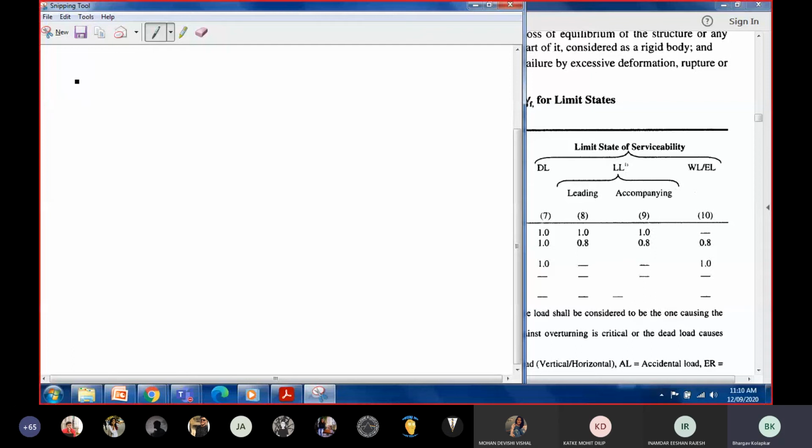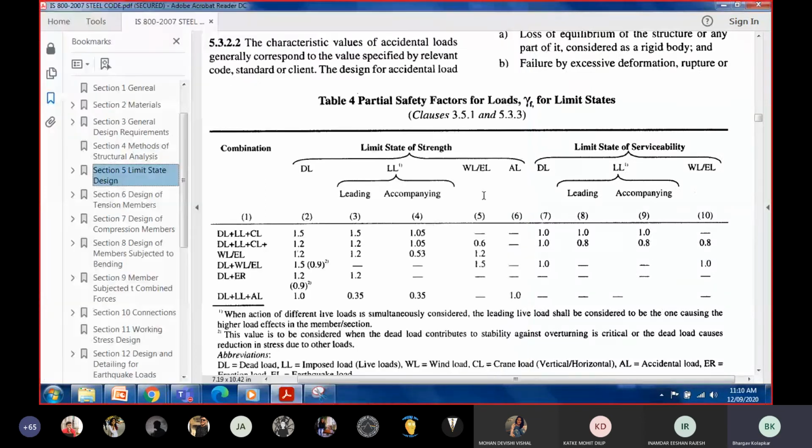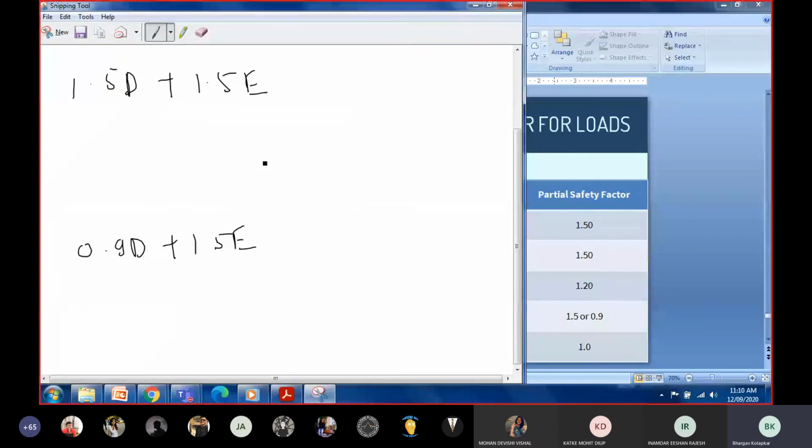Okay, so we have two possibilities. One is 1.5 dead plus 1.5 earthquake. Another one is 0.9 dead plus 1.5 earthquake. You can see this combination, where it is here, 0.9 dead plus 1.5 earthquake. So this is that combination. Now, there are two different situations for which we consider these combinations. Now, we consider this for the normal strength design.